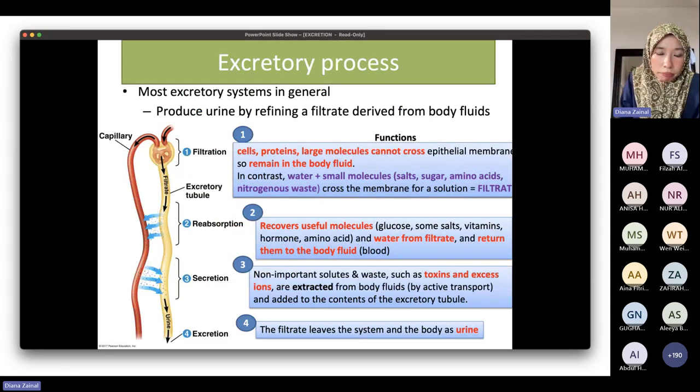So, this is the first one, which is the glomerulus in the cup of the Bowman capsule.